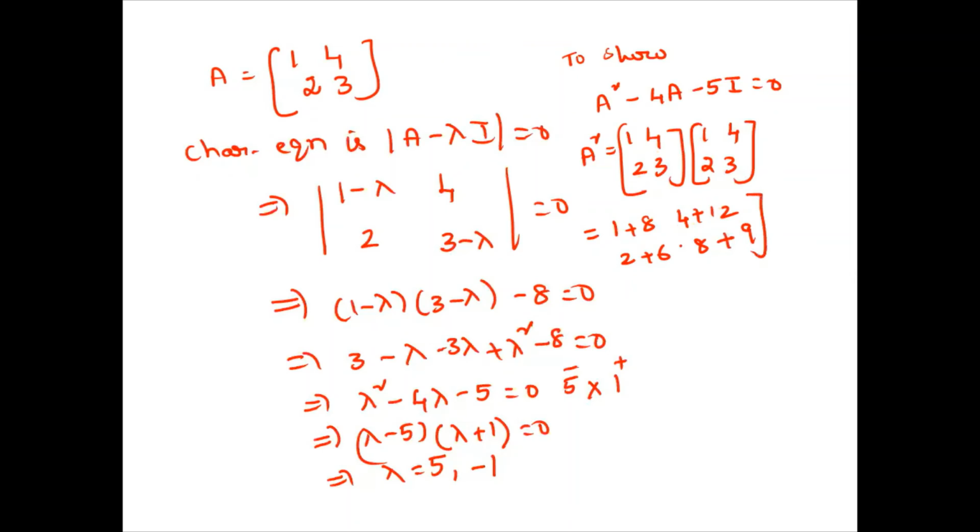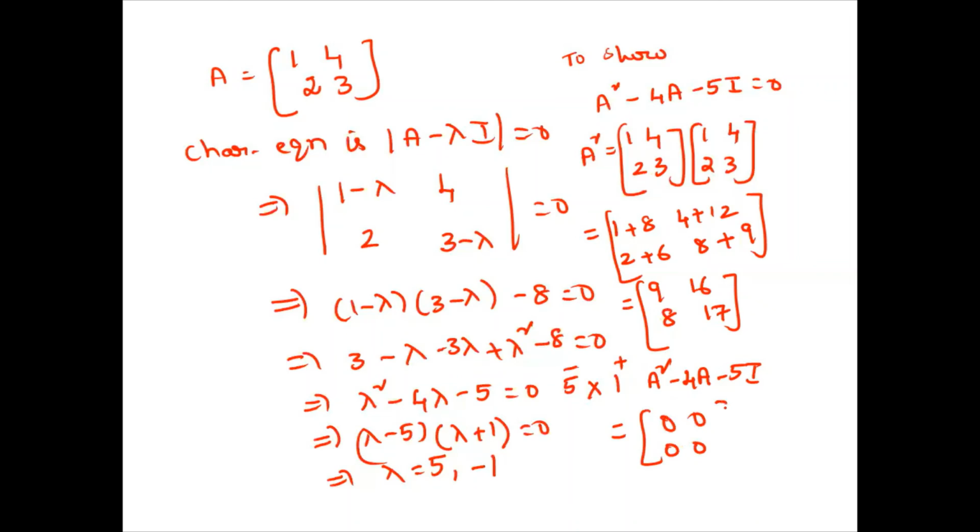So this is the matrix of A square. So this can be written as 9, 16, 8, 17. Right? So this is the matrix of A square. Now after that, write down A square, then take A square minus 4A minus 5I. Substitute these values and prove that this is a zero matrix. Okay. So after verification of the Cayley-Hamilton theorem, then find out the A inverse.